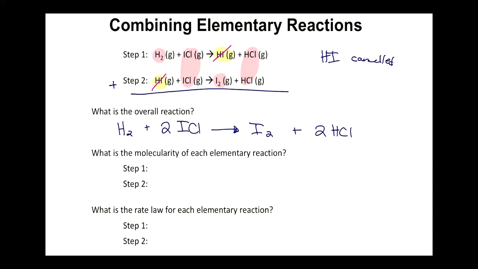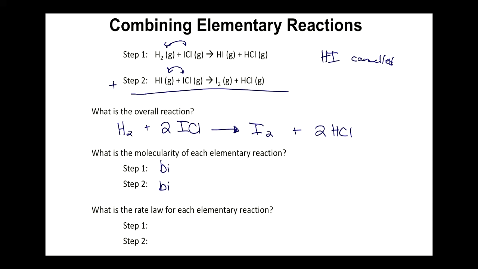Okay, so the molecularity of each elementary reaction. We're going to look at each step individually, so I'm going to erase all this work I did. We see that in the first reaction we're combining two particles. So this is a bimolecular step because we're just colliding two particles. The second step is also bimolecular because we're combining two particles. Both of those are bimolecular, so we should be able to get the rate law for both of them, and they should both be second order reactions because they're both bimolecular.